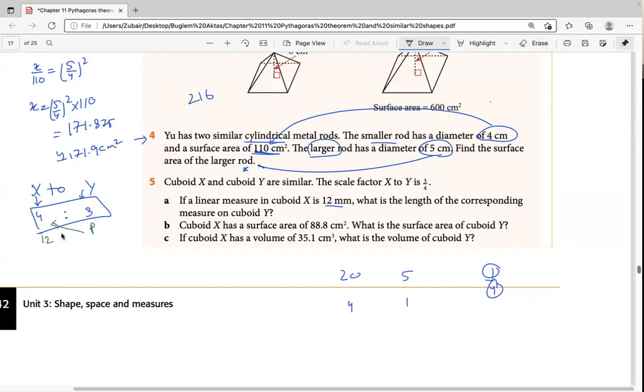So we can cross multiply. 4P equals 3 into 12. P equals 3 into 12 by 4. 4 1 times, 4 3 times, 3 3 times is 9. So 12 millimeters on X corresponds to 9 millimeters on Y. Try B part.